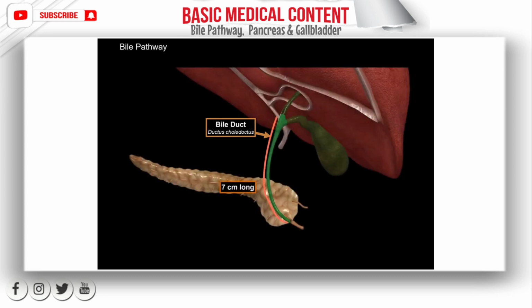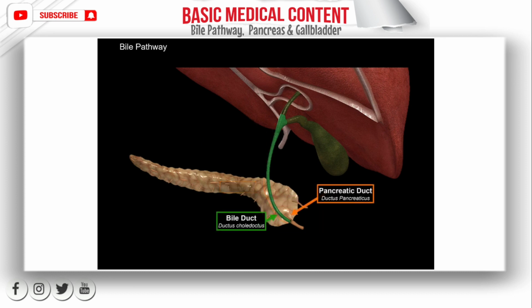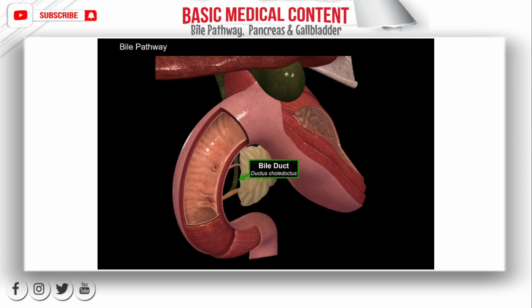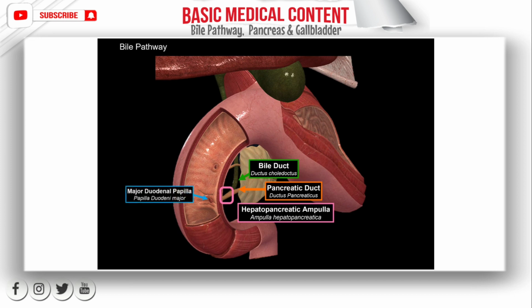So the bile duct is about 7 centimeters long, and if you look down here, we can see that the bile duct joins with the pancreatic duct to form the hepatopancreatic ampulla. Let's change the angle and do that again. Here we see the bile duct. It joins with the pancreatic duct, which secretes pancreatic enzymes with the bile, aiding in digestion. These 2 join and form the hepatopancreatic ampulla. They then open up into the descending part of the duodenum, forming the major duodenal papilla in the duodenum.